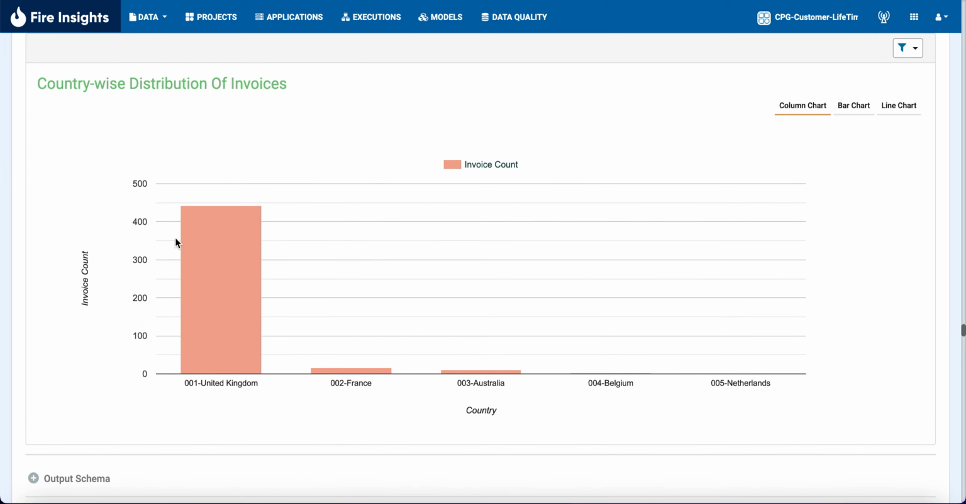In this graph, we have the invoice count split up by country. We can see that our retailer operates mostly within the United Kingdom. Now, depending on our strategy, we'll either want to focus on the United Kingdom in the future or to expand further into other regions, such as France and Australia, where we already have some invoices coming from.